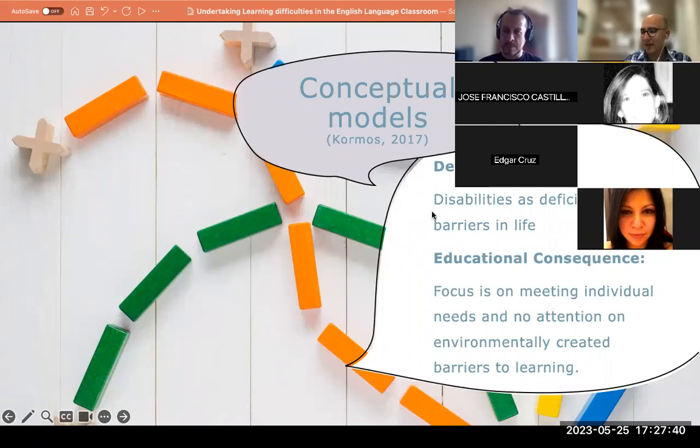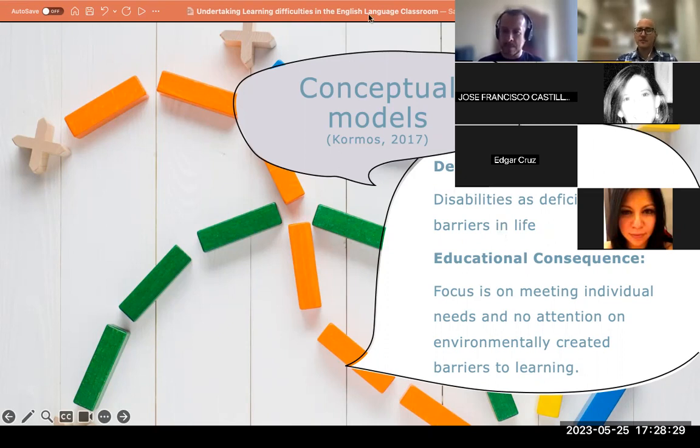Now, the reasoning behind this: there are different conceptual models that seek to approach understanding learning differences, learning difficulties, learning disorders, learning disabilities. Depending on the area where you find yourself, whether it's the medical area or the educational area or the psychological area, you use different names to understand the concepts from your angle, from your position. Now, the first one is the deficit model, and the deficit model mentions disabilities as being deficiencies and barriers in life.